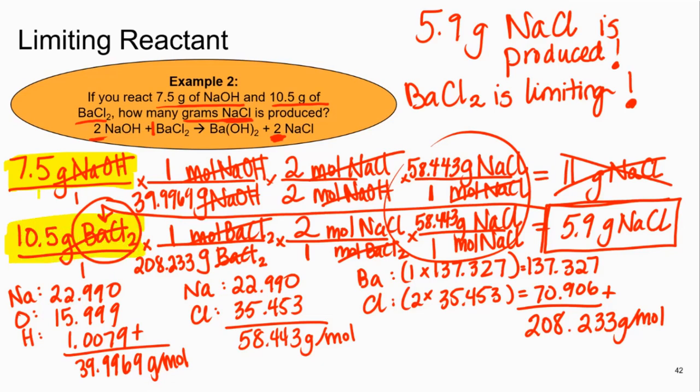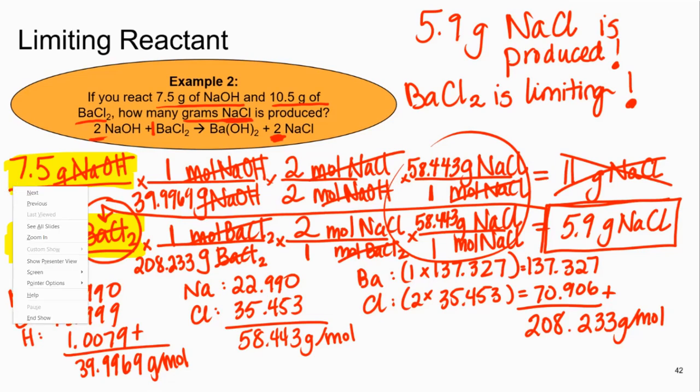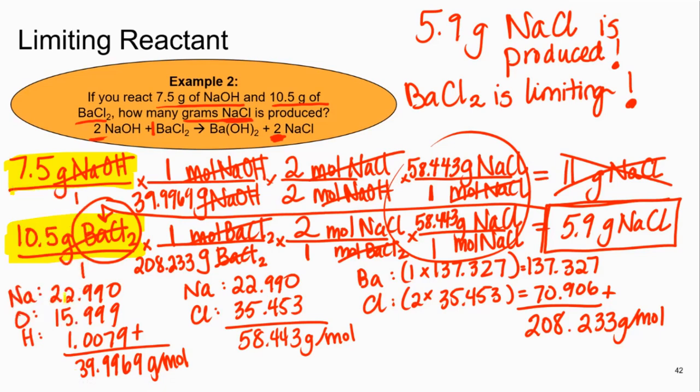Now, even though we started off with less sodium hydroxide, that wasn't the limiting reactant. Actually, the barium chloride was the limiting reactant. So even though we started off with 10.5 grams of barium chloride, that actually limited us to only being able to produce 5.9 grams of sodium chloride. So sometimes folks mistakenly think that the limiting reactant is the one that there is less of, the 7.5, but that's just not necessarily true.